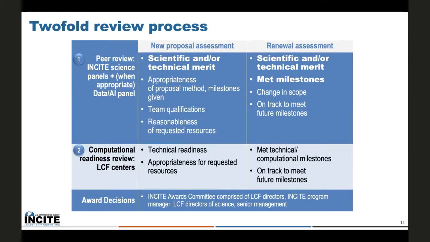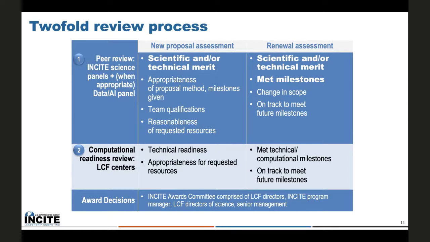INCITE proposals can be 1, 2, or 3 years. So if you're writing a 1-year proposal, the next year you will be submitting a new proposal if you want to continue your work. But for 2 or 3 year proposals, you go through a slightly different track. You're still looked at by the peer review panels and in the computational readiness, but we ask some different questions.